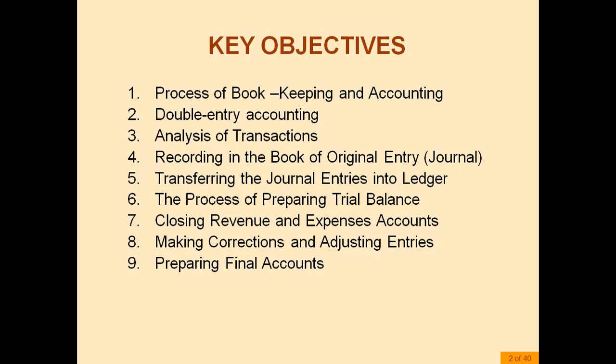so that they can recapitulate the process of bookkeeping and accounting, the double entry system of accounting, what kind of transactions are made in the business, and what two types of accounts are involved in it, what are the rules for preparing the journal, what are the rules of accounting, what are the rules of recording in the books of original entry, and what are the various concepts related to transferring the journal entry into the ledger, and what is the process of preparing the trial balance.